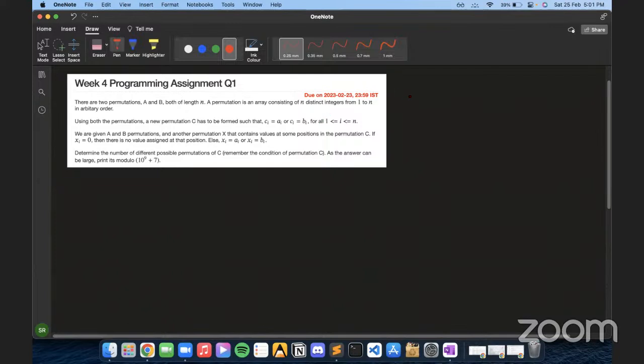And what we have to do is, we are given another permutation X, along with A and B, such that it contains values at some positions in permutation C. Basically, X can be, for any ith position, Xi can be 0, Ai, or Bi. So we have to determine the number of different possible permutations of C. And C has to be a permutation.